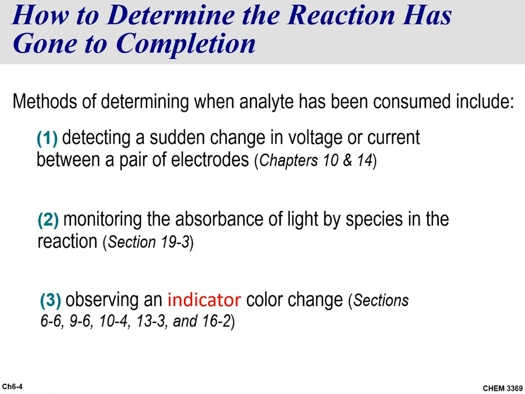Now, how do we detect this endpoint? So when should we stop the titration? The endpoint in a titration can be determined using various methods, and here are listed 3 of them. But typically the indicator change includes the appearance or disappearance of the color. So your solution changes color at the endpoint.